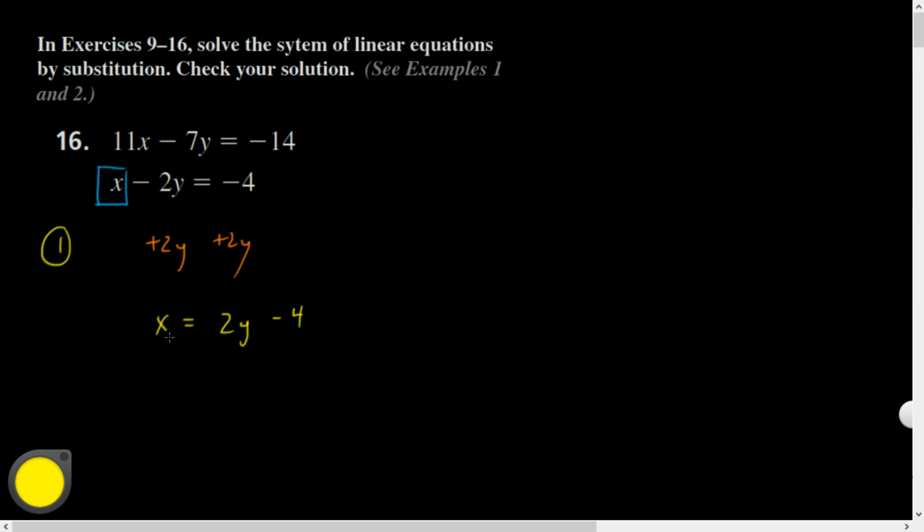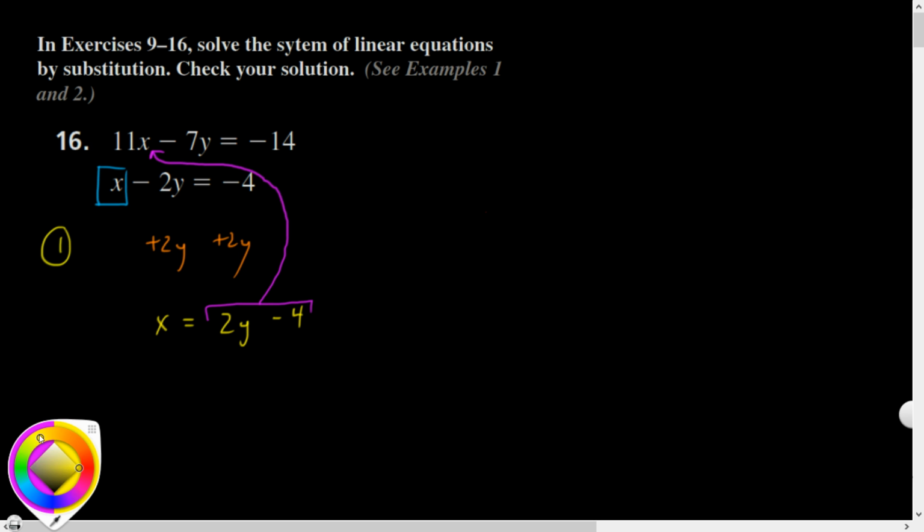So x equals 2y minus 4. This is called the revised equation. 2y minus 4 being equal to x can now replace x at any time. And I'm going to plug it into the other equation's x. Other as in not the equation that I solved for. So I'm going to plug this into the other equation for x.